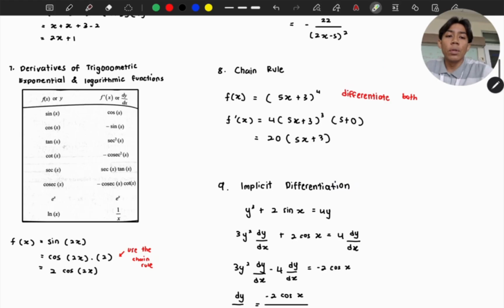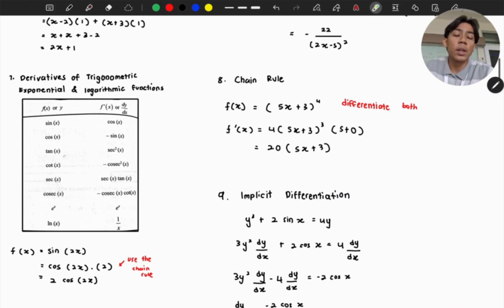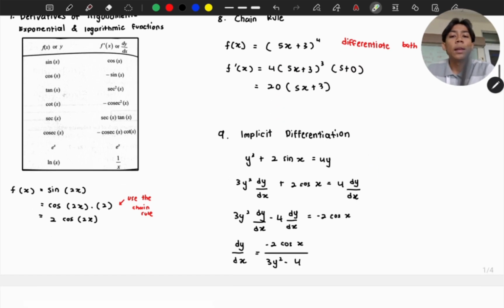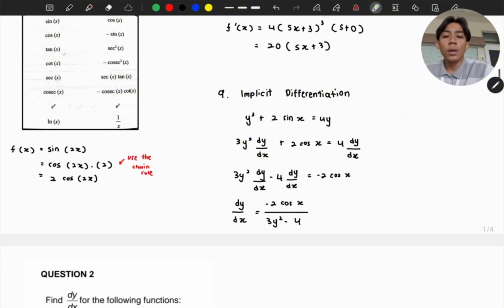Okay, next the chain rule. Chain rule is to differentiate both inside and outside. For example, differentiate the outside first, 4 brought to the front, and then minus 1, which gives the power 3 and 4. And then differentiate the inside one, which is here, 5 and 0 from the 5x and 3. And then you get the answer. And lastly, implicit differentiation, which has two letters, y and x. This question we explain more in question 3 later.